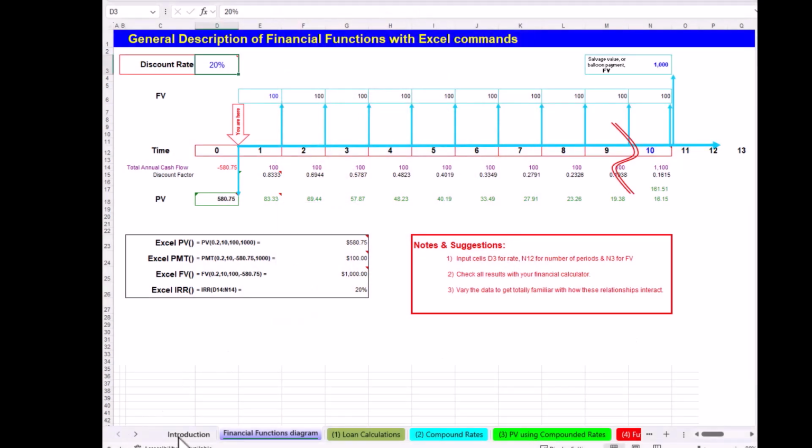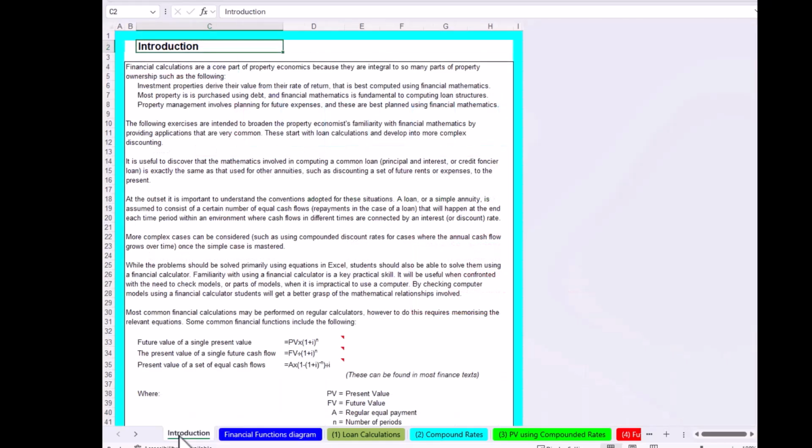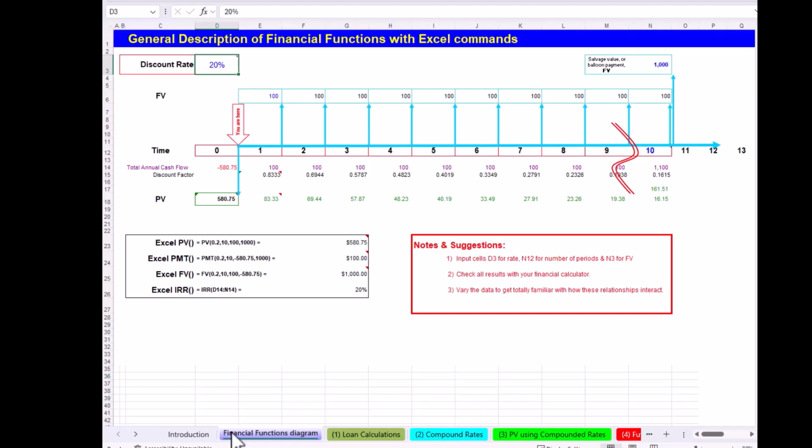When you open this exercise, be sure to read through the introduction sheet. This is the very first tab. It may not necessarily open with the introduction sheet when you open the Excel file. I'll let you read that in your own time. The first sheet that I want you to look at closely is what's called the financial functions diagram. This introduces the concept of a cash flow diagram. I recommend strongly that you consider drawing up cash flow diagrams when you have practical problems to be solved.